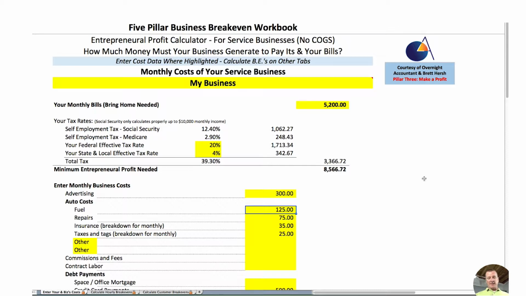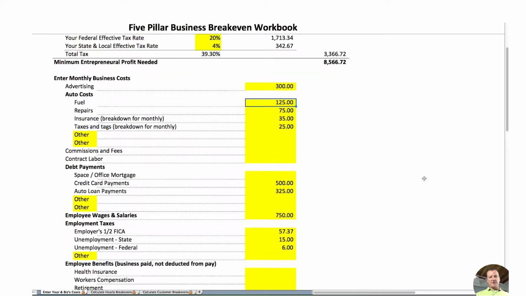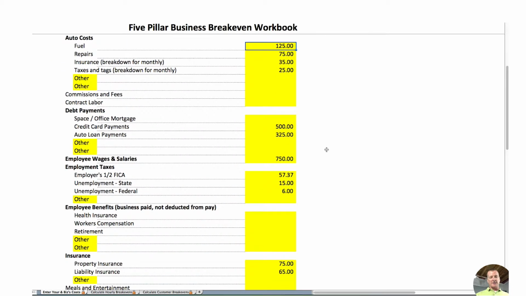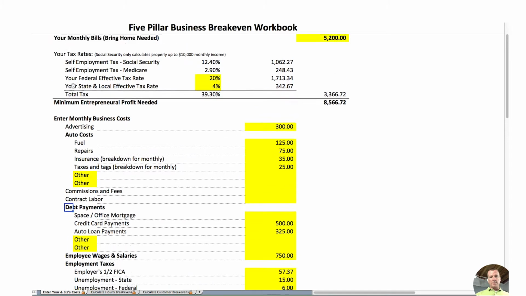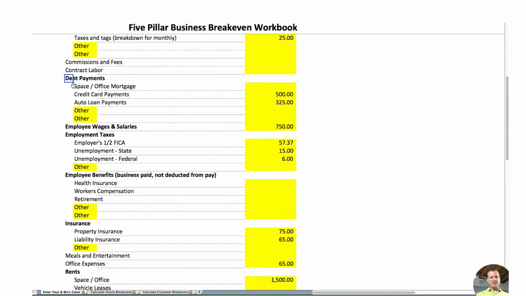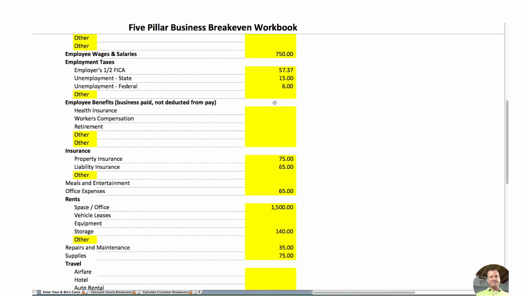Down here where it's highlighted yellow, you want to enter your expenses. You go through whatever your expenses are. We have them broken down very similar to a tax return. If you look at this debt payments section of the screen, this is for other items that usually don't show up on your tax return. These really aren't expenses, but this is cash you're going to have to spend, so it's important to put it on here. Any debt payments you want to include, whether it's a credit card payment, a mortgage on your office, or auto payments for your business, you want to plug all those in there.